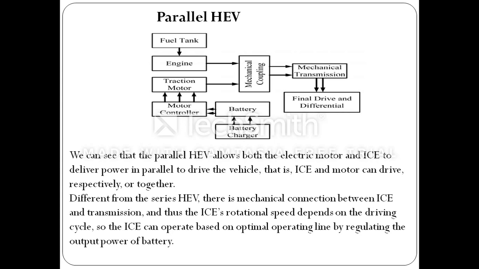Then next is parallel HEV. So the circuit of parallel HEV is as shown in that figure. As we can see, parallel HEV allows both electric motor and ICE to deliver power in parallel to drive the vehicle. That is, ICE and motor can drive respectively or together. Different from series HEV, there is a mechanical connection between ICE and transmission, and thus ICE rotational speed depends on the driving cycle. So the ICE can operate based on the optimal operating line by regulating the output power of the battery. So that is parallel HEV.